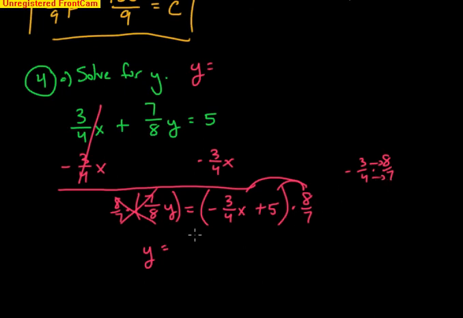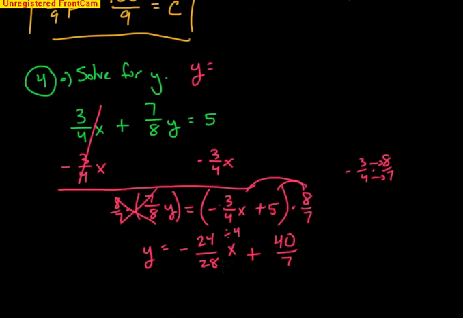You multiply straight across. So it is going to be negative, because it's a negative times a positive. And 3 times 8 is 24. 4 times 7 is 28. The x comes with it. And then 5 times 8/7, they're both positive, so it's positive, and the 5 goes to the top. 40 over 7.